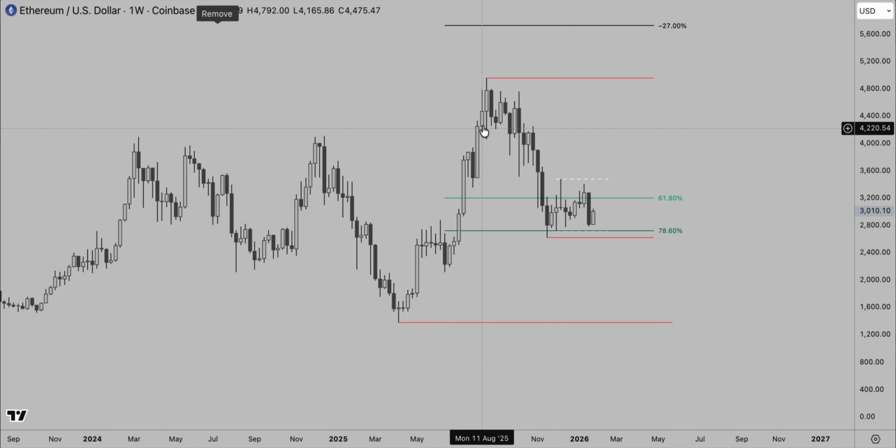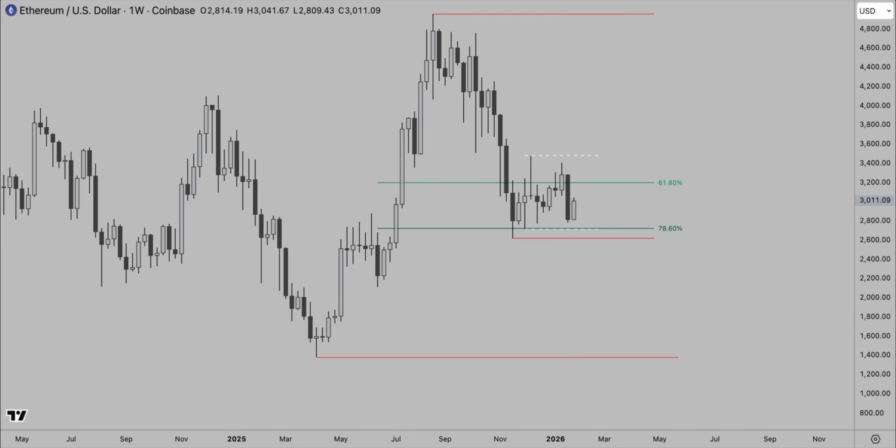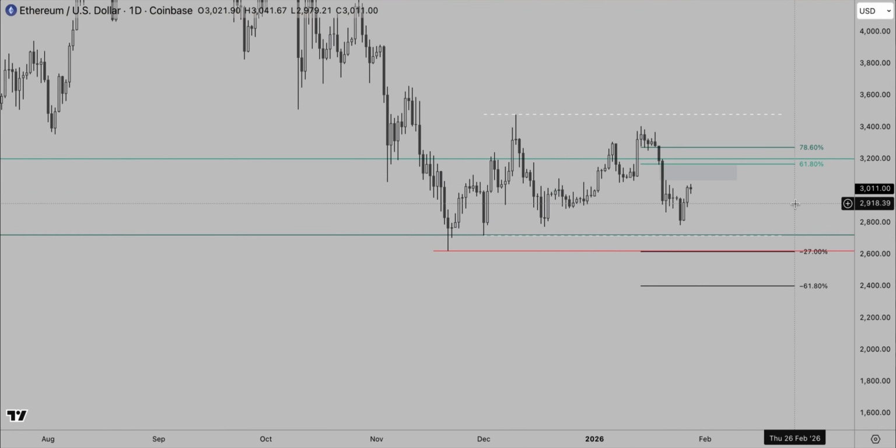From this low to this high, good signs. We rejected off the 78.6, closed above it. We're within this accumulation phase right now. Can we get the manipulation to the downside? Similarly, of how we're going to get the same move on BTC and total.